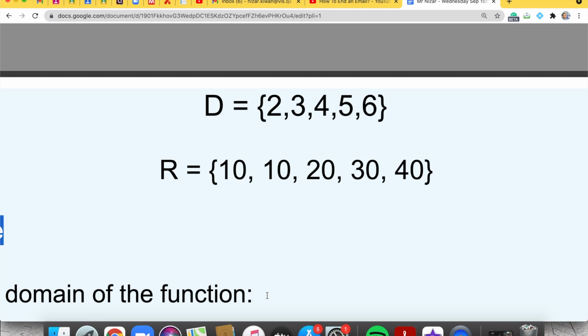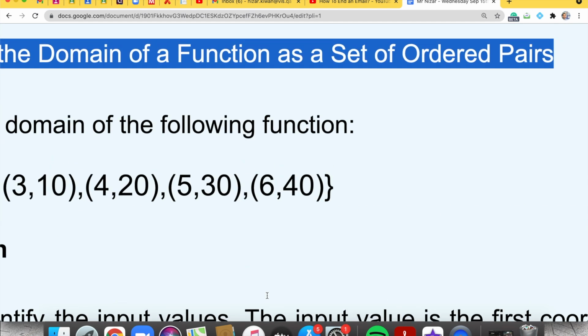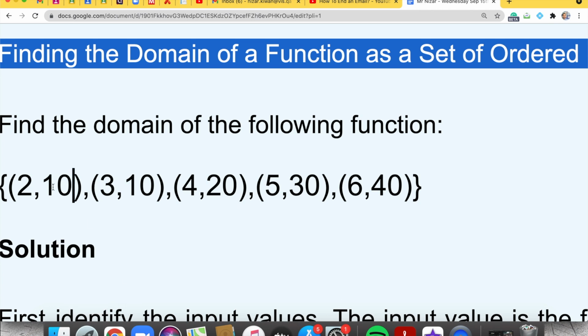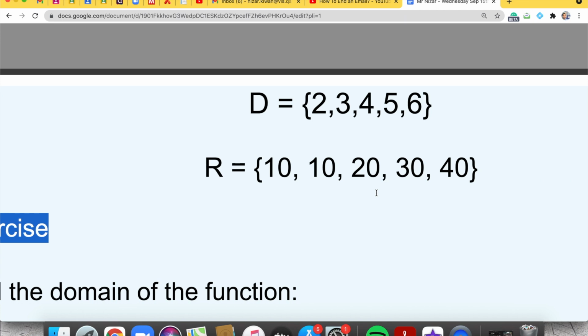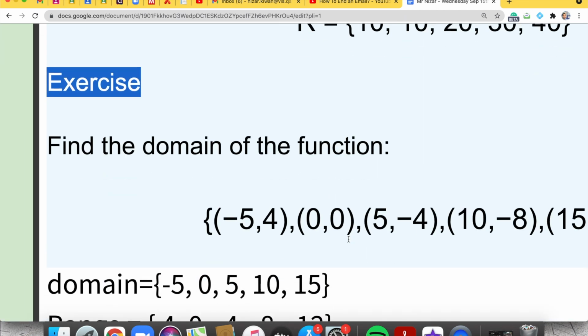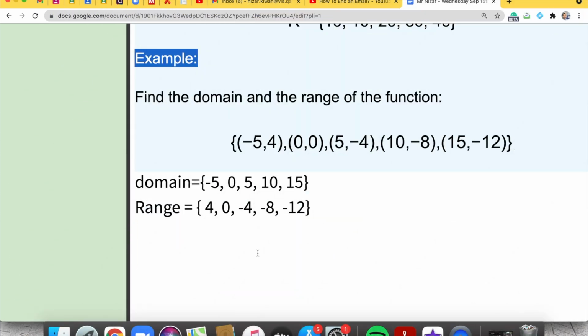So here you can represent the domain values as a set between braces. So 2, 3, 4, 5, and 6. The range is the y values. Pick up the second numbers. So I have 10, 10, 20, 30, and 40. So the range is the y values, and the domain is representing the x values. So it's always like that. So here, another example for you.